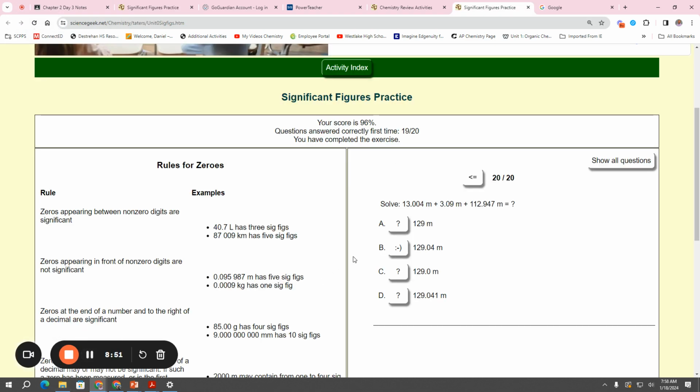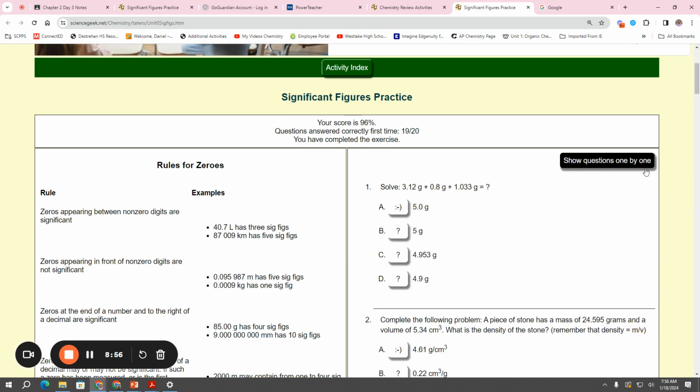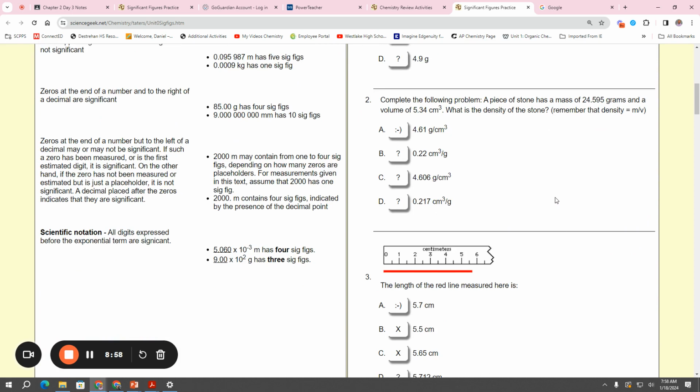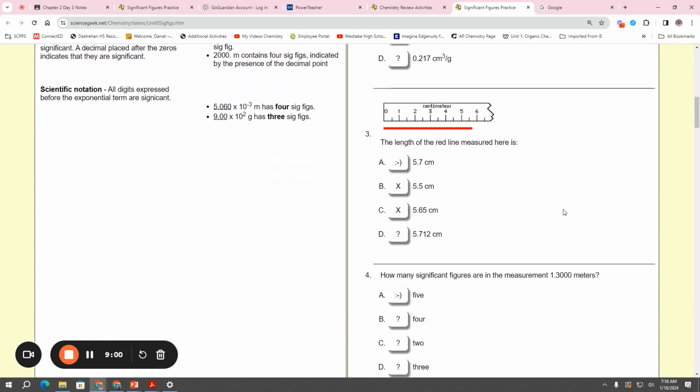Let me explain what I mean on that. One of the things you can do whenever you're reviewing your work is click Show All Questions, and it'll show all of them at once. The ones that I had an issue with was like this one. It's my number 3, but they randomized the question, so it may not be your number 3. Where I'm reading this ruler, my first choice would have been this 5.65, because I would have said that my estimated digit is in the hundredths, because I know 5.5 for sure.